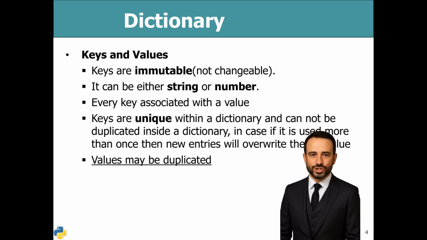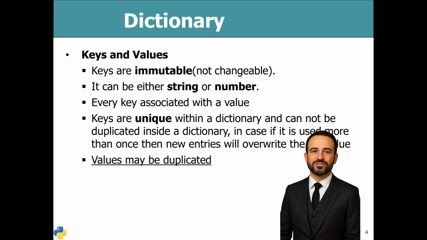Keys in Python dictionaries offer flexibility in their data types. They can be either strings or numbers. This allows you to use descriptive names or numerical identifiers for your data. Regardless of their type, each key must be uniquely associated with a value. This uniqueness is fundamental for efficient data retrieval, as it ensures that each key points to only one specific piece of information.